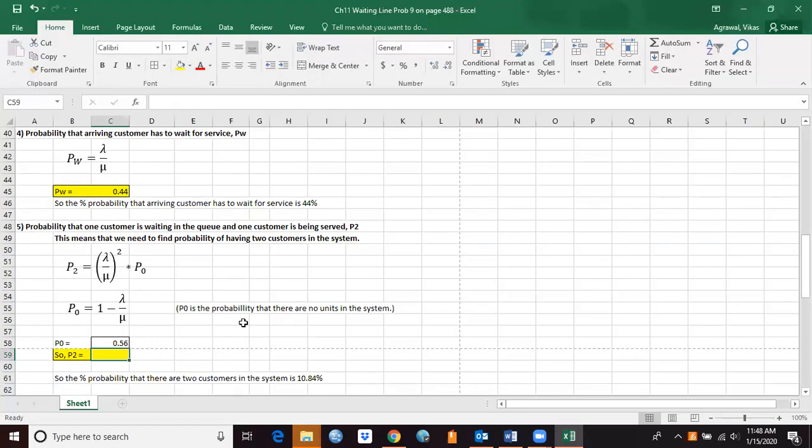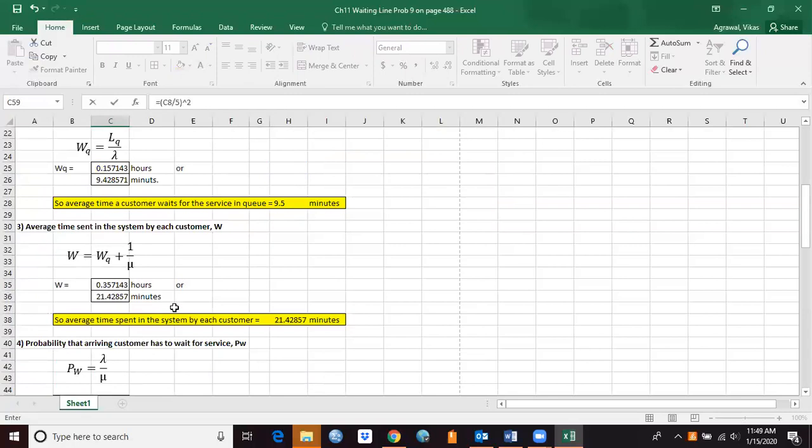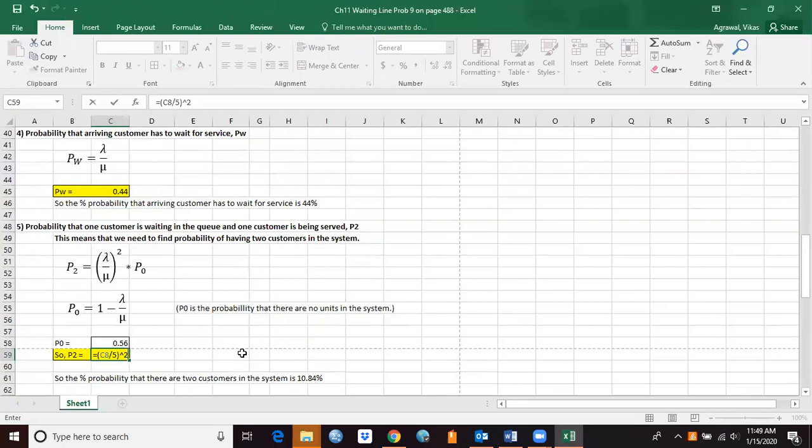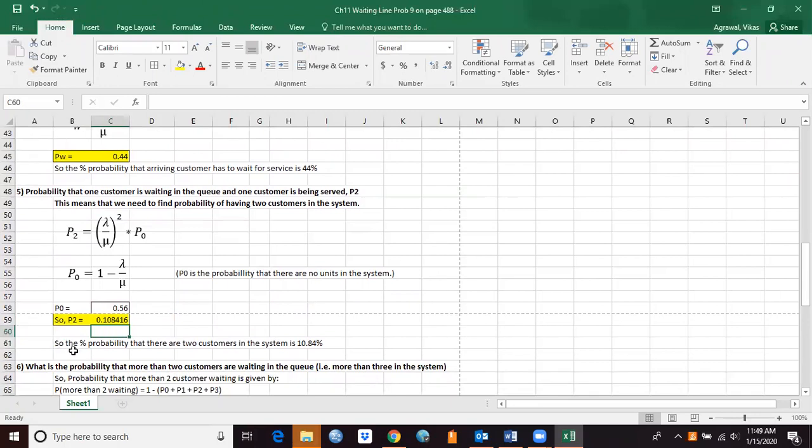So the probability that there are no units in the system equals 56%. So what is the probability that there are two customers in the system? It is given by (lambda over mu) whole squared, times P0, which is the probability of having no units in the system. So P2 is going to be 0.1084. That means the percent probability that there are two customers in the system is 10.84%. So we can say that there is a 10.84% chance that you will have two customers in the system.